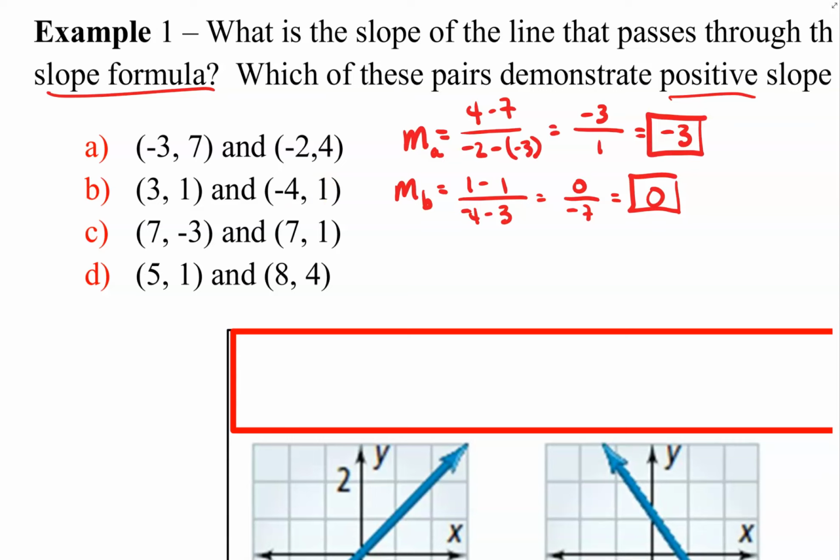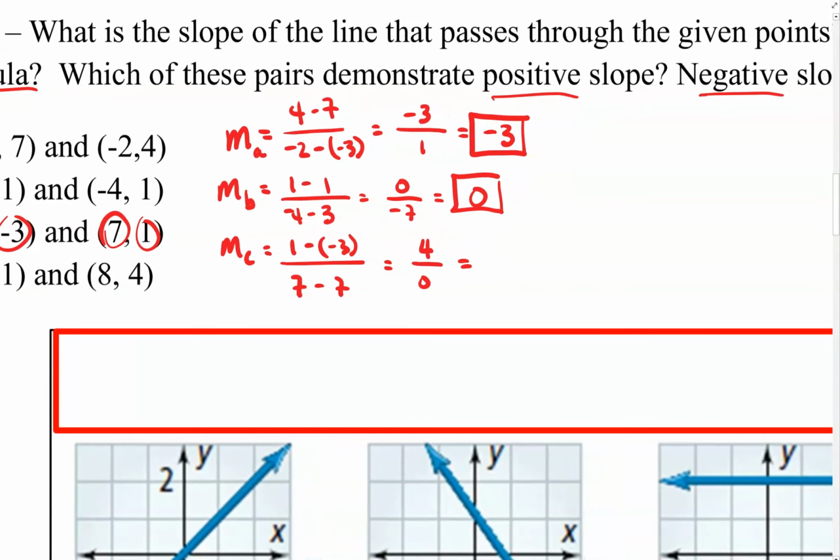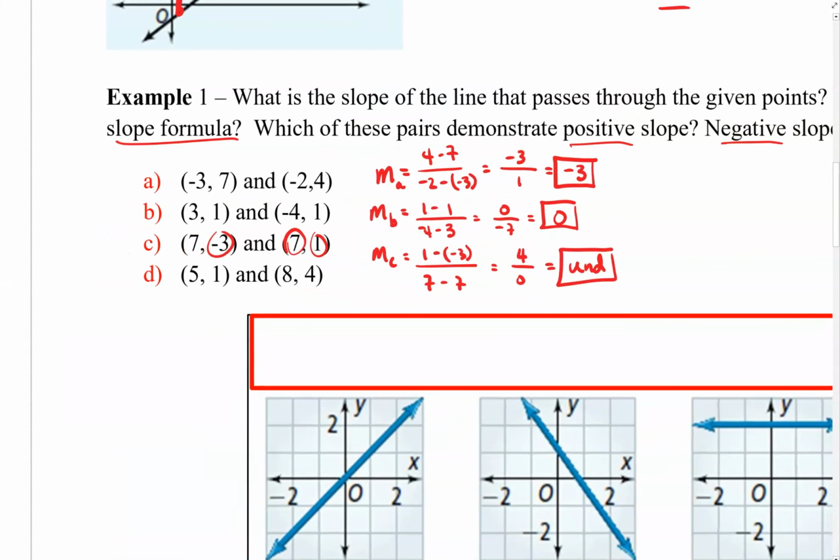All right, so how about the slope for part C? Similarly, y values, 1 minus -3, divided by x values, 7 minus 7. Now this produces something that's kind of interesting. That would be 1 plus 3, or in other words, 4, and 4 over 0, because 7 minus 7 is 0. That produces an undefined result. We can't take the number 4 and divide by 0. We'll talk more about that in just a moment.